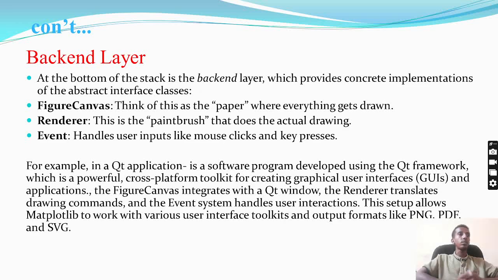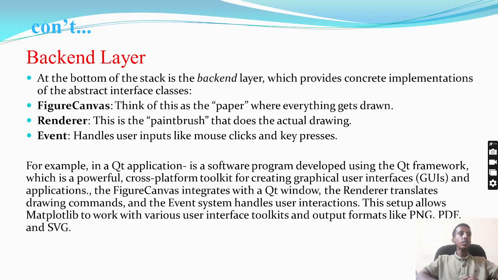We will start with the backend layer. As we have seen previously, the backend layer is found at the bottom. It provides concrete implementations of the abstract interface classes. We have three interface classes: figure canvas, renderer, and event. Figure canvas, think of this as a paper where everything gets drawn. Renderer is the paintbrush that does the actual drawing. To simplify, we have the paper, the paintbrush, and the painter.